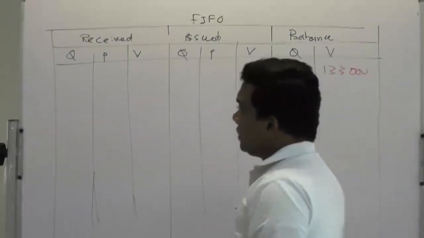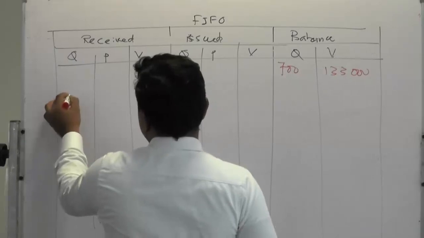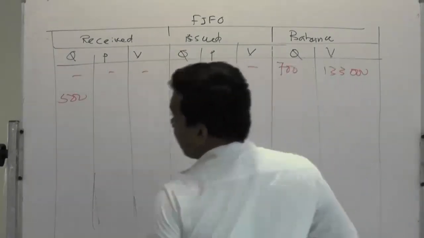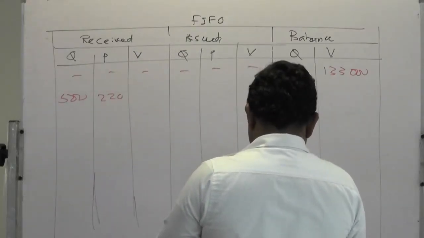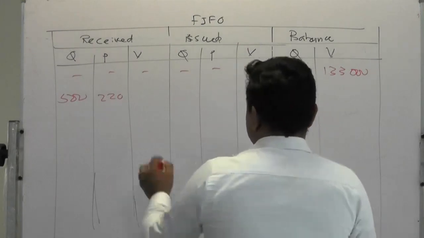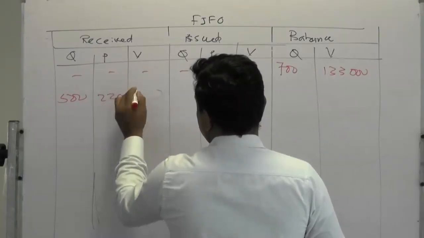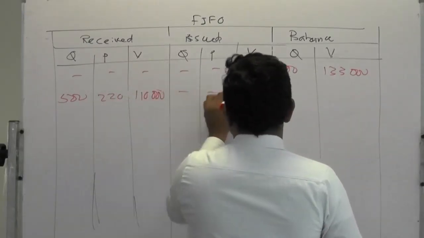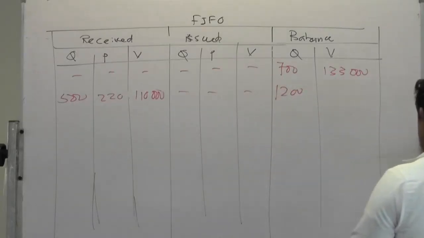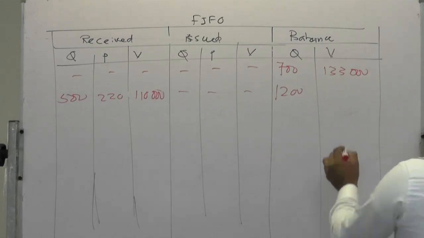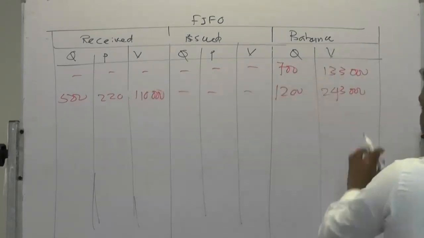133,000. Then what happened? 1st July, 500 units purchase at 220. What is the total value? 500 units at 220, 110,000. Therefore, your quantity increased to 1200, value increased to 243,000. That means you need to add this value and this value to have the balance.